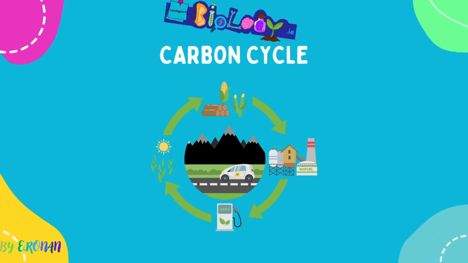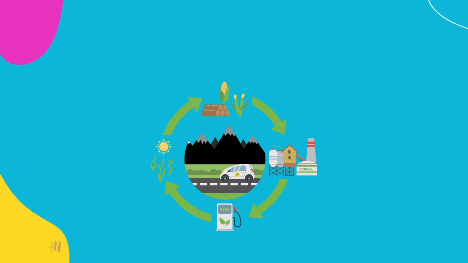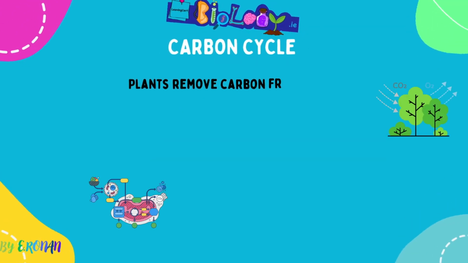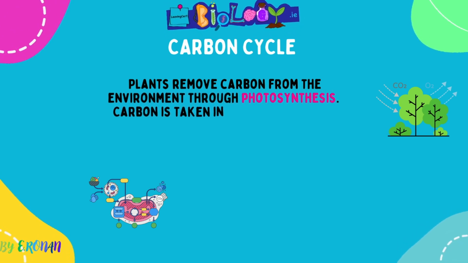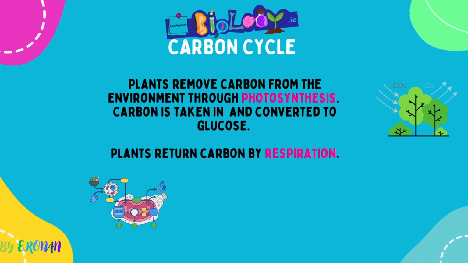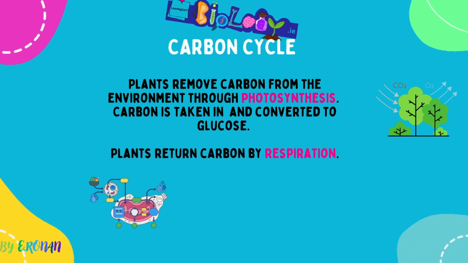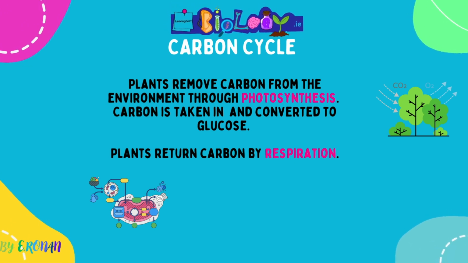Carbon cycle, you do need to be able to draw a diagram of it, and then you need to be able to describe. So let's have a look at the description. So plants remove carbon from the environment through photosynthesis. Carbon is taken in and converted to glucose, remember monosaccharide. Plants return carbon by the process known as respiration, breaking down that glucose and releasing carbon and forming ATP.